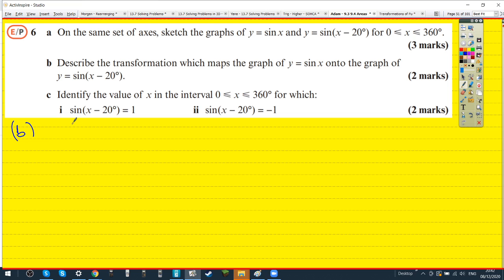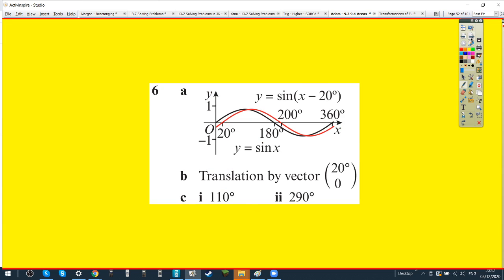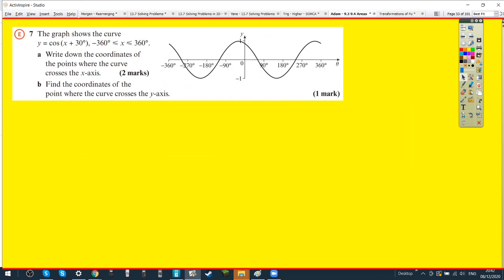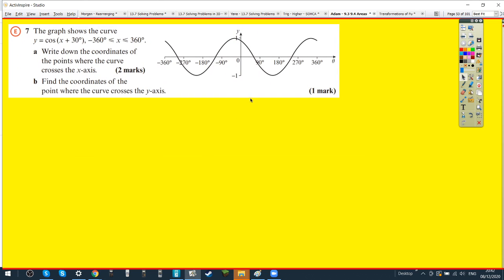So it's a reflection. That would. No, it's the translation. Yep. Translation of 20 in the x direction. Well done. Great. That's great. The coordinates of points where the curve crosses the x-axis. Okay, it's interesting. How about part A?